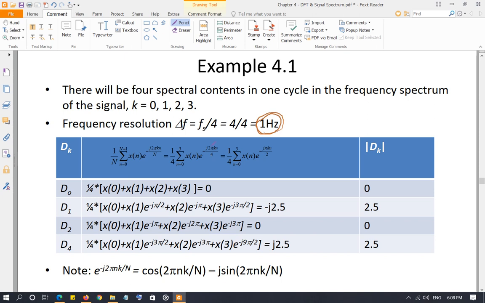Therefore e to the power negative j 2 pi k n, when k is 0 for d0, is going to be 1. So all you have is a summation of x0 plus x1 plus x2 plus x3 divided by 4 for d0, which is going to come out to be 0, of course: 0 plus 5 plus 0 plus negative 5. For d1, again 1 over 4 x0 e to the power, n is 0, of course.